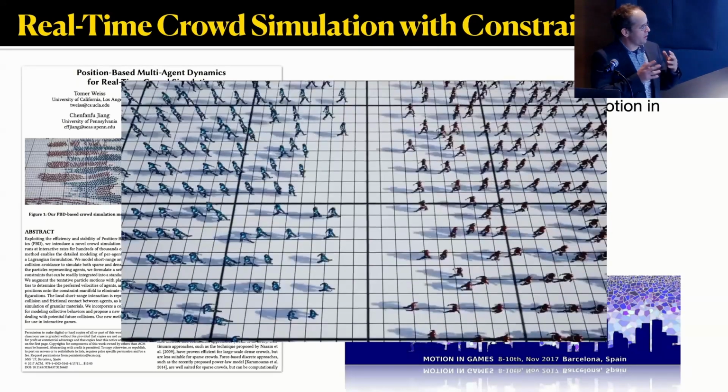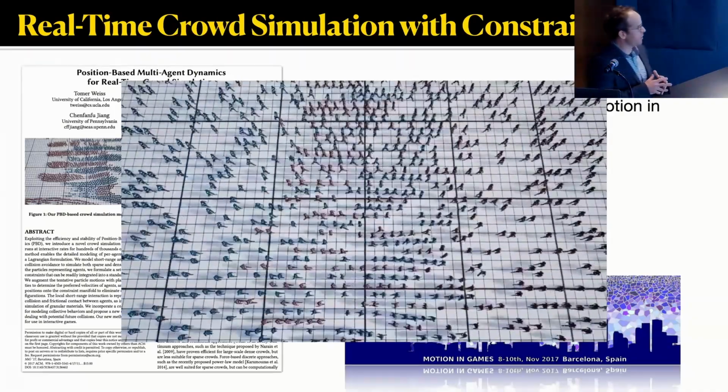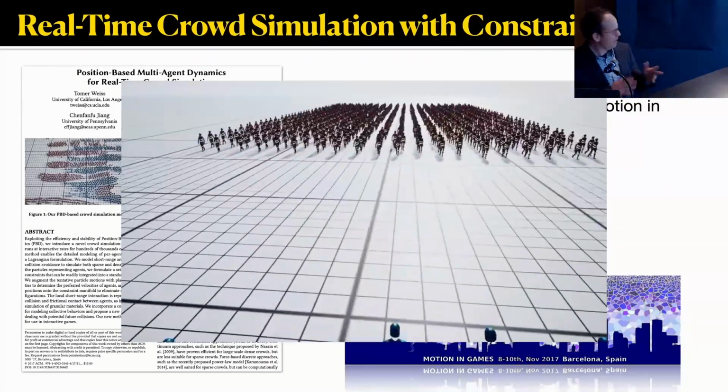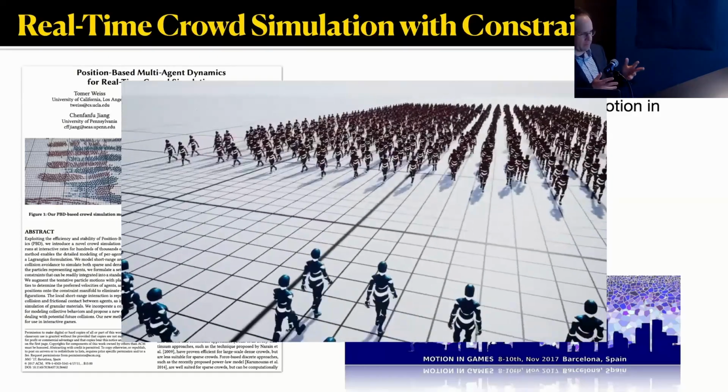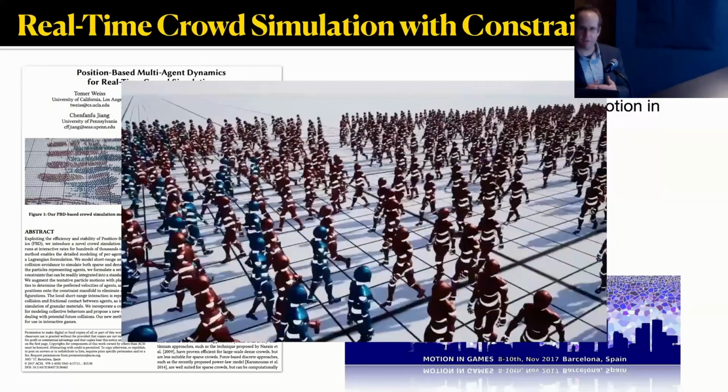In that work, the authors use geometric constraints on the positions of the agents to simulate these group dynamics. Here's a short demo of what happens there. I'm going to explain it in a bit more detail so you have a bit more background.